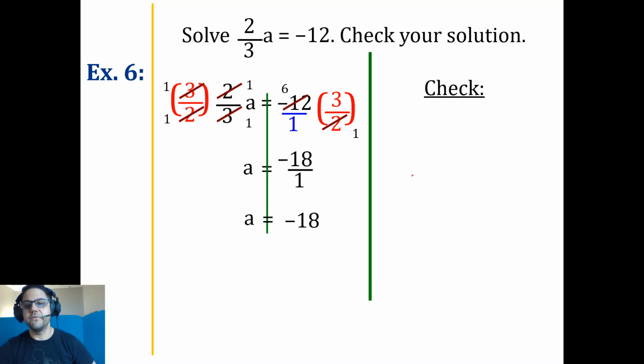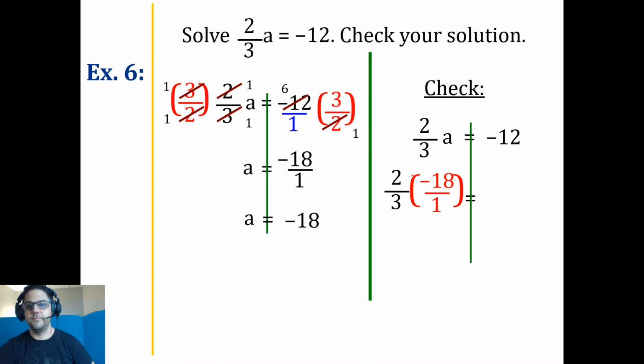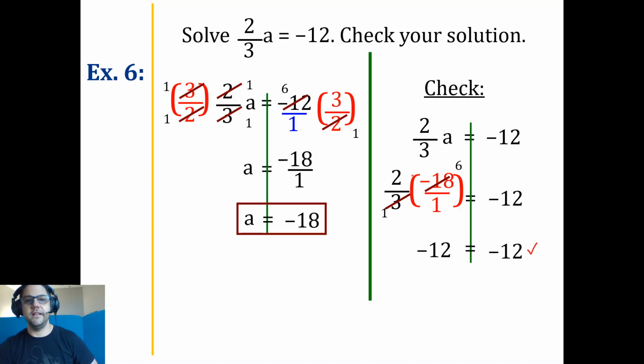Quick substitution for the check. Again, if going too quick, you could always back the video up. All right, cross cancel. 2 multiplied by negative 6 is negative 12. Checks out, looks good.